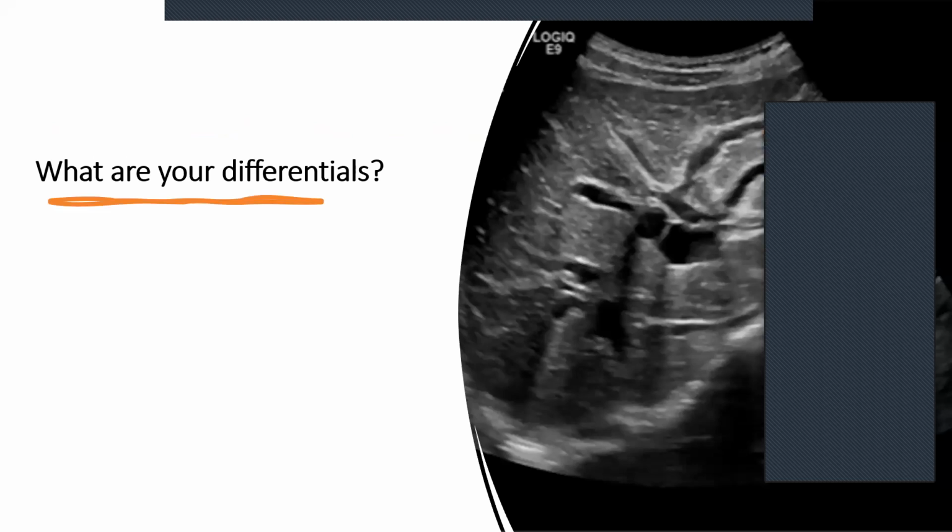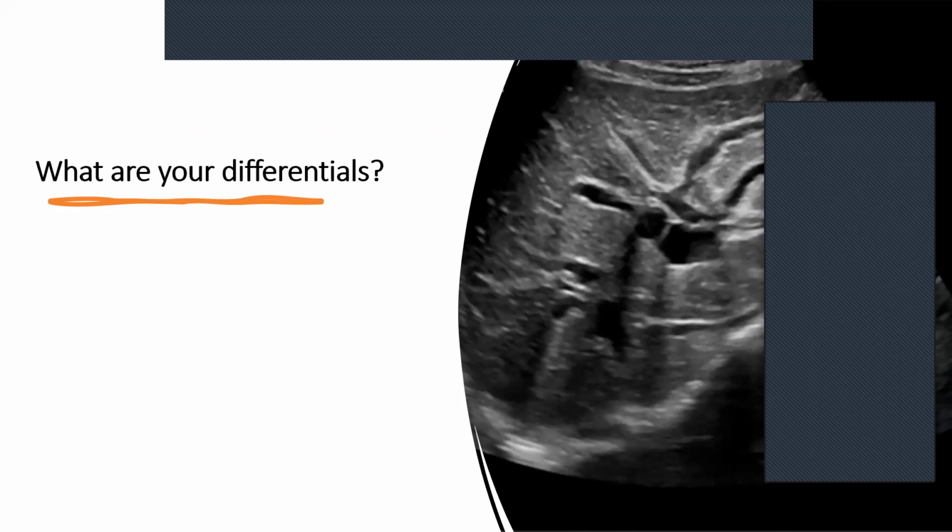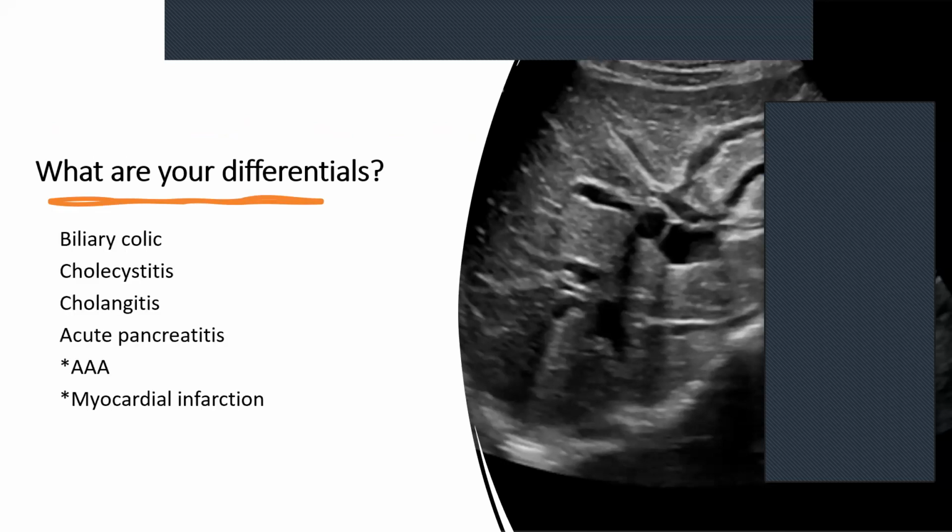When you're getting a brief history, you should already be thinking about what your differentials are. There's a host of differentials based on that history. It could be biliary colic because of the location of the initial pain, which the patient described as starting from the right upper quadrant. It could be cholecystitis now, because it's a little more persistent, or cholangitis as well, depending on the blood test results and whether there are any deranged LFTs.